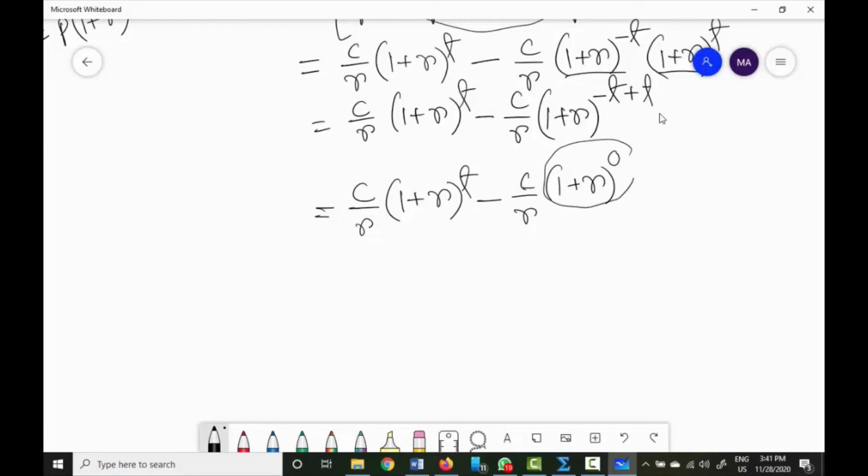So from this one we will get only 1. So that means multiplied by 1. If you multiply this one by 1, you will get C by R only. So that's the future value of annuity.